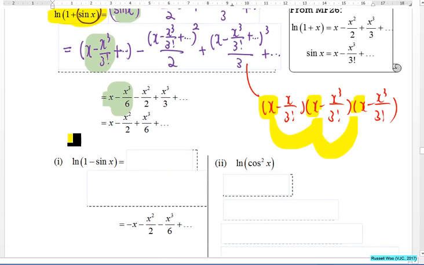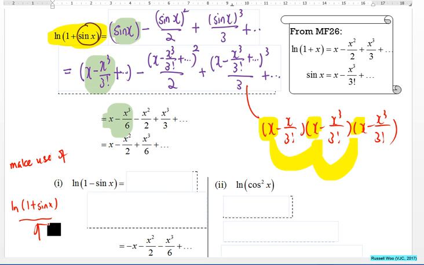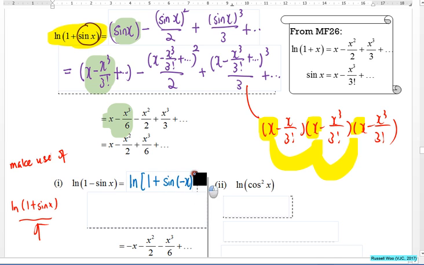The trick here goes like this. I'm going to write a side note: you have to make use of ln(1 plus sin x). You've got to make use of this. Now, you have to make this appear. You have to make this look like this form. Correct? But how? You have to be a little bit familiar with trigo, such that you are able to tell me that this is actually ln(1 plus sine of negative x).